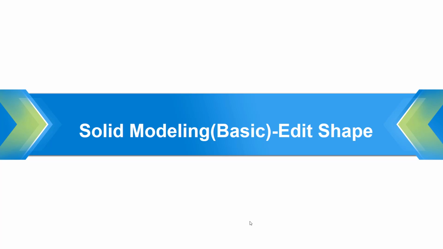Hi, this is Leo. Now let's talk about the next chapter, Edit Shape, which is also the fifth chapter of the solid modeling basic. In this chapter, I will show you how to edit shape efficiently, like offset, shell, trim, replace, etc. Now let's get started.